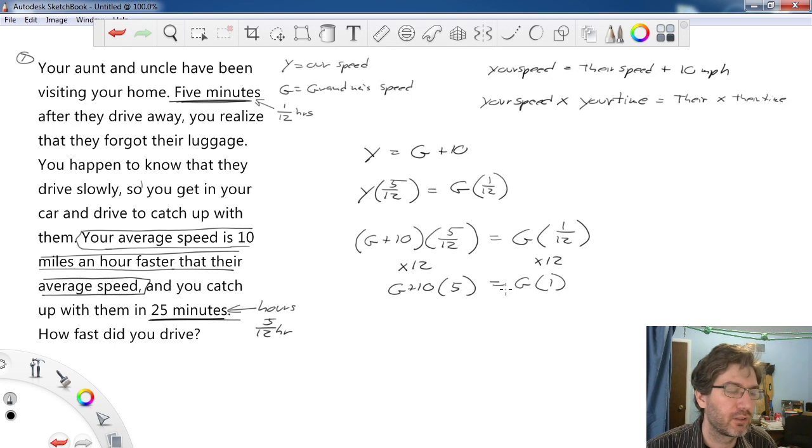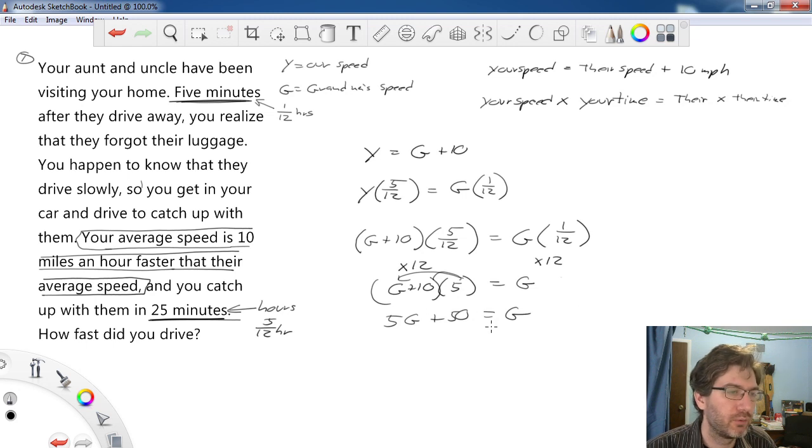But then we can get things together here. I'm sorry, this is getting distributed too, so don't lose those parentheses. G times 1 is just g, we'll just leave it as that. Over here, you're going to have to distribute. So 5 goes to 10, and 5 goes to g, so you're going to get 5g plus 50. 5 times g is 5g, 5 times 10 is 50, equals g.